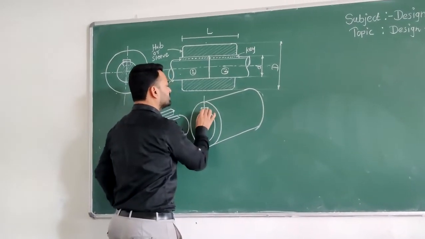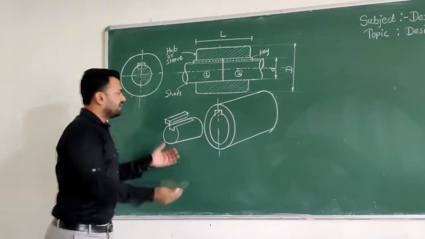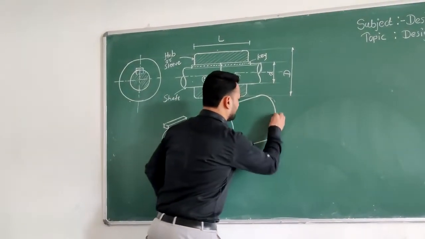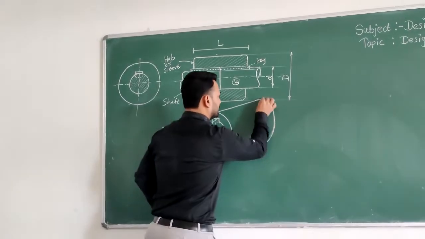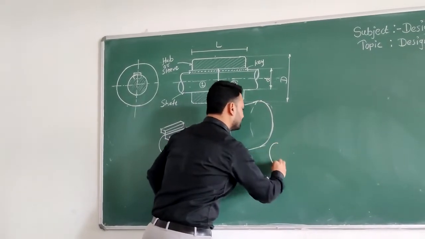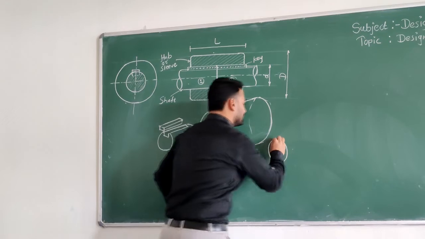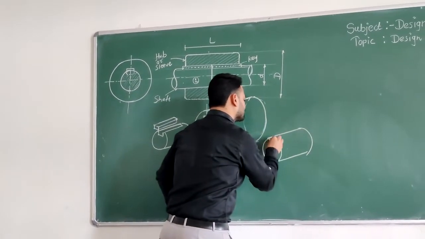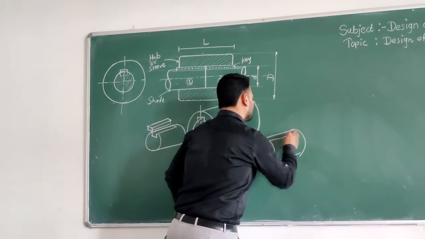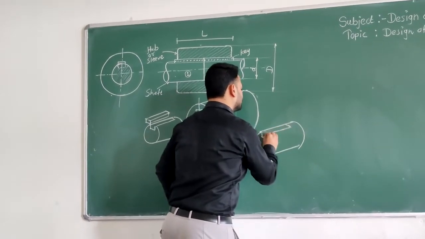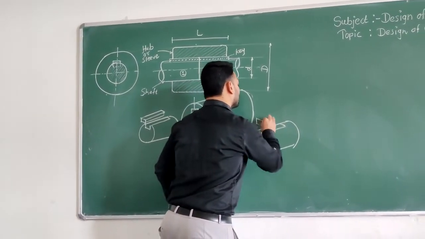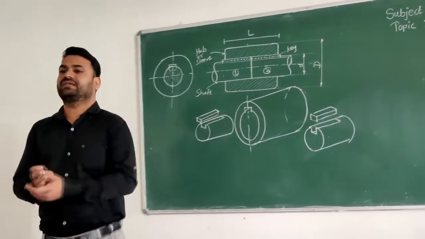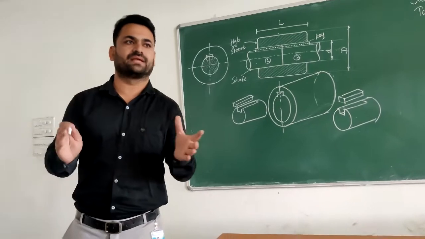Again, to the hub, a slot is provided. Here is another shaft, the output shaft we can say. Same as the input shaft, the shaft having a slot, again for inserting the key. Now I think you got the concept of muff coupling.